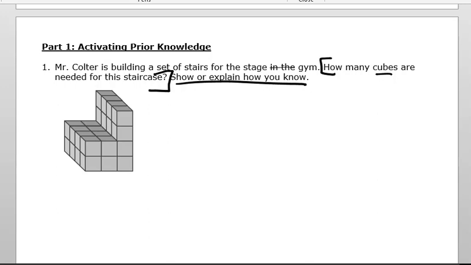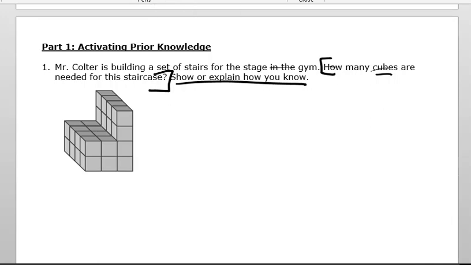Hey guys, we're talking about the volume of composite figures. And you can see I already started this problem. Ms. Coulter is building a set of stairs for the stage in the gym. How many cubes are needed for the staircase? Show or explain how.